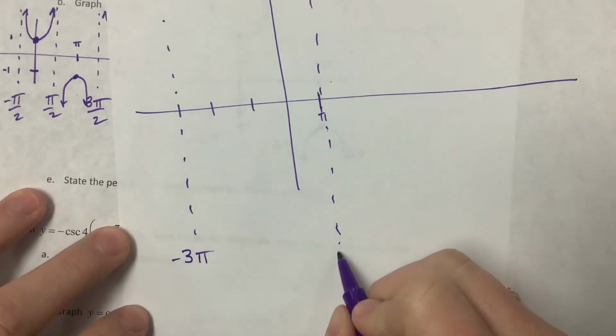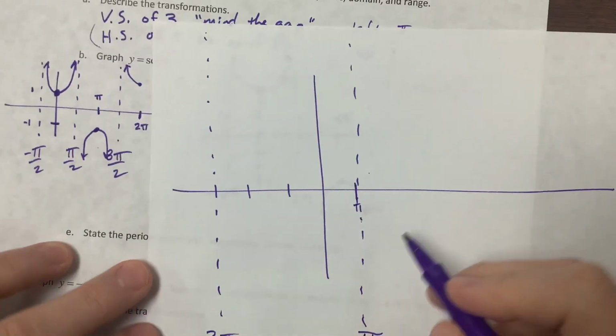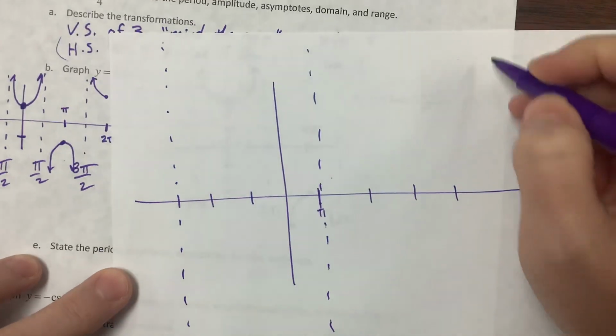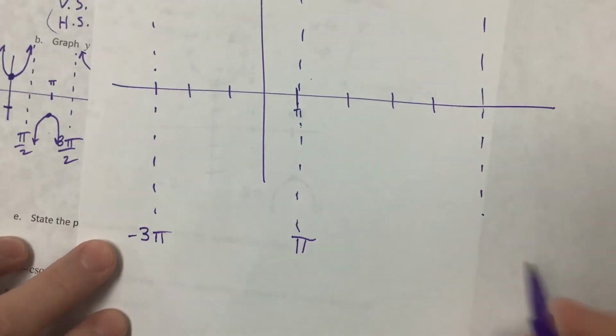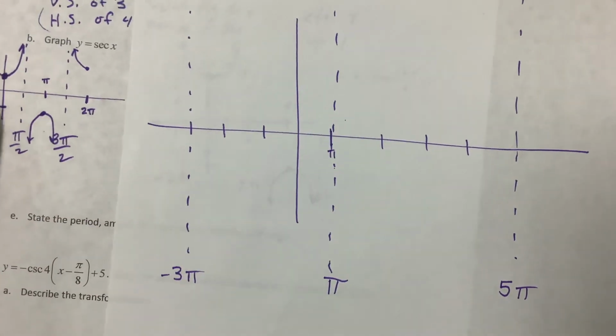Okay, you couldn't see any of that. Here, this is pi. And then the next one, this had been at 6 pi, move it 1 to the left, we're at 5 pi. So here's 1 pi, 2 pi, 3 pi, 1, 2, 3, 4, and here comes 5 pi, which is another asymptote. So I've kind of changed my scale a little bit here. But now we've got the asymptotes in place.